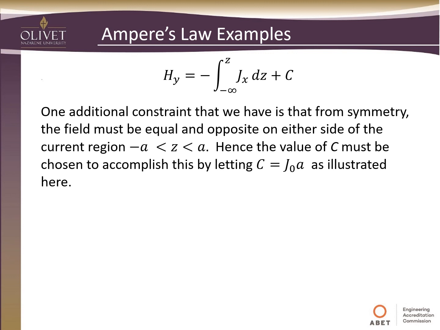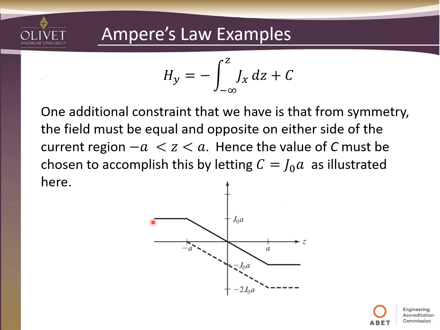One additional constraint that we have is that from symmetry, the field must be equal and opposite on either side of this region. As we're approaching this current region, we'll have one magnetic field, but once we go outside of it, we should have the negative, equal and opposite of that. So the C value must be chosen in such a way to accomplish this. One way we can do that is by letting the C term equal J naught a, as illustrated here. You can see that the constant term, at least in this region here, is J naught a. So as we go down, when z is 0, the field is 0, and so on and so forth.